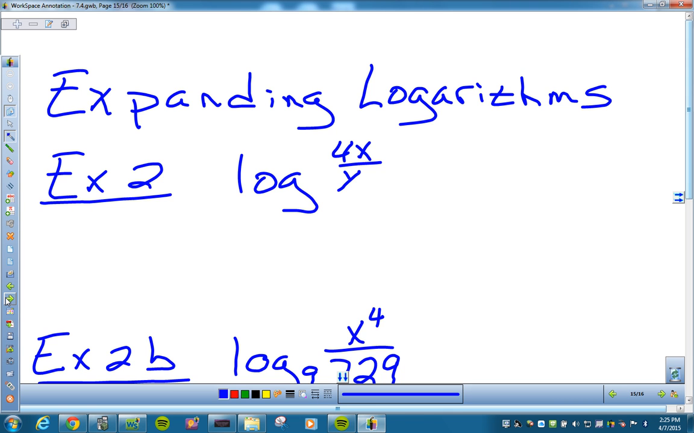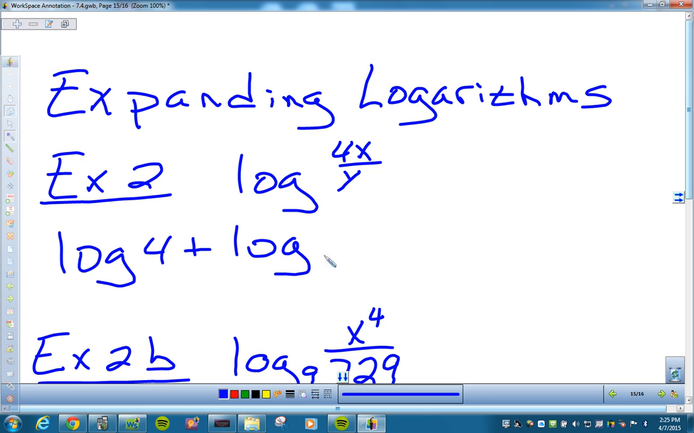So in the numerator of that fraction, we have what mathematical operation? Right here, multiplication, right? So that means we're going to separate log of 4 plus log of x. And then we have division. So when we have division, subtraction goes with division. Okay, so here's what the final answer looks like. What is this? Log base what? 10. Good. So log 4 plus log x minus log y. Done. That'll be like a really easy one.